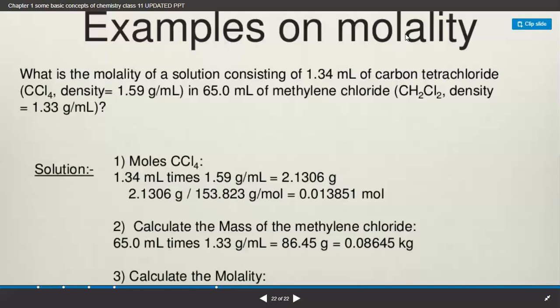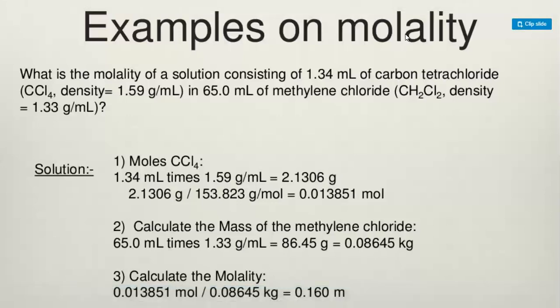Let us take one example of molality also. What is the molality of a solution consisting of 1.34 ml of carbon tetrachloride, that is CCl4, density is given already, in 65.0 ml of methylene chloride, that is CH2Cl2, density is this. Now we have a different type. So first calculate the mass of the CCl4. Next calculate the mass of methylene chloride. Now calculate the molality.